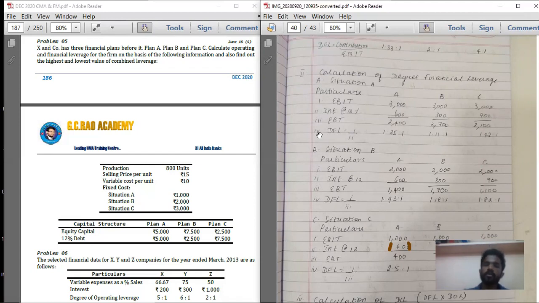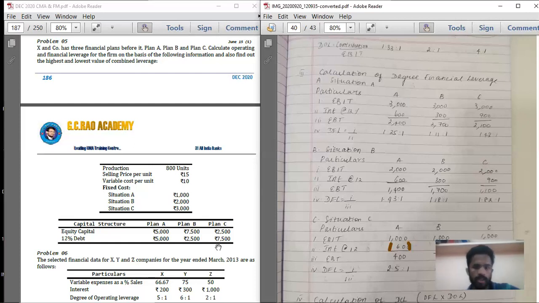Next, we have found what is DFL if fixed cost is 1000. Under situation A, fixed cost is 1000 rupees, and the EBIT we earned is 3000 rupees. For the 3000 rupees, under each plan we should calculate DFL: plan A, plan B, plan C. There are 3 situations of fixed cost and 3 plans of capital structure mix. 3 into 3, shortly 9 leverages we can find. That is, for degree of financial leverage we can find 9.